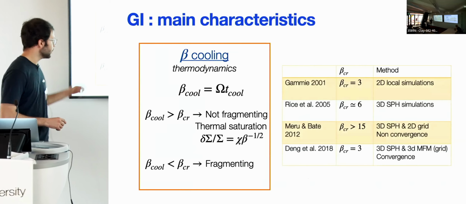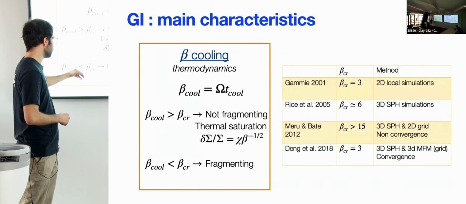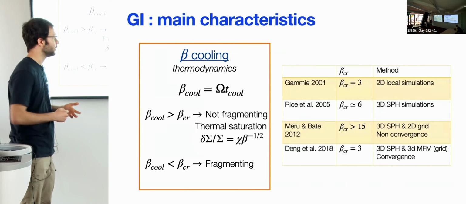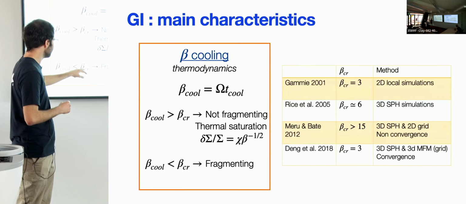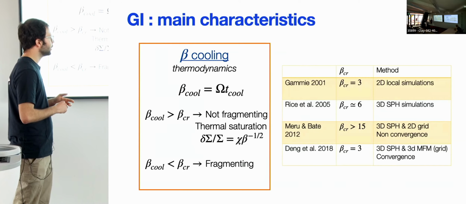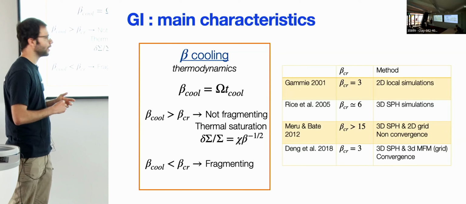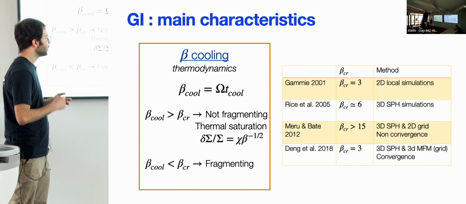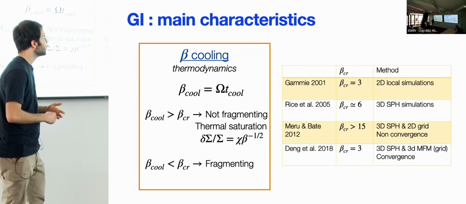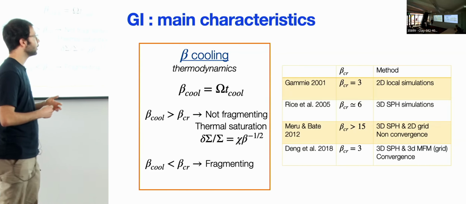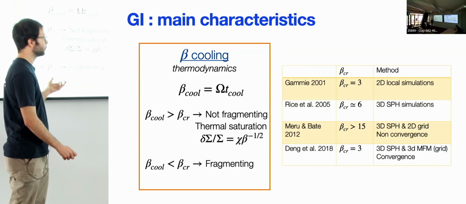And so the second outcome is fragmentation. When the cooling is fast enough, so when beta is smaller than the critical value, the system is fragmenting. And what is the value of this critical beta cooling? I mean, it's a matter of debate, but here I tried to summarize a bit what has been done in the past years. So firstly, Gammie in 2001 studied this problem with two-dimensional local simulations. And he found that the critical value is about 3.